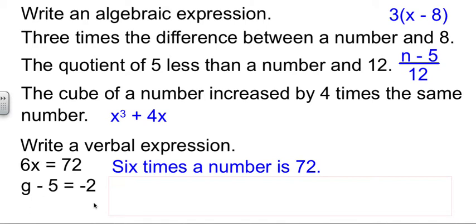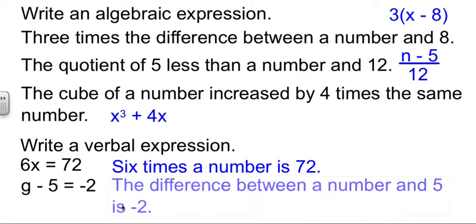g minus 5 is equal to negative 2. I see subtraction, so I have a list of words on the previous slide that tell me about subtraction. It could be the difference in, it could be less than. I chose the difference. The difference between what 2 things? Some number and 5 is negative 2.